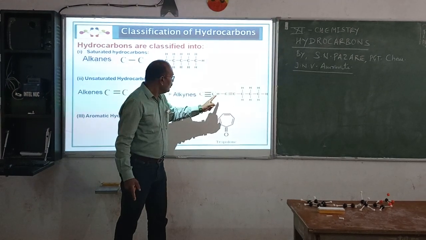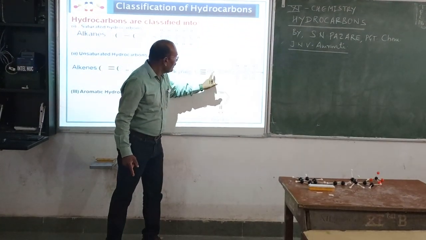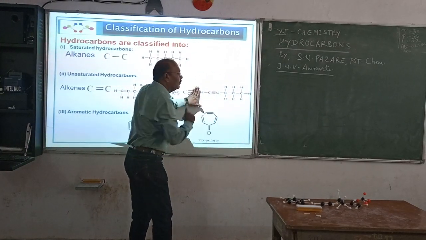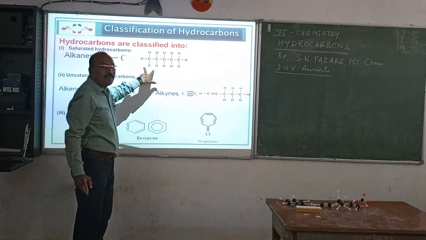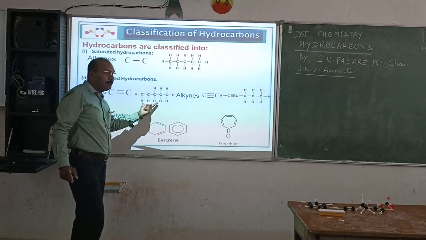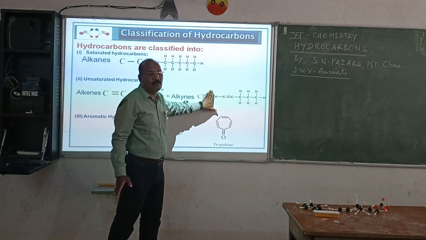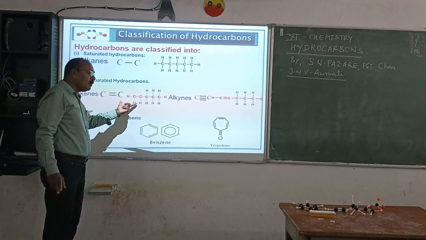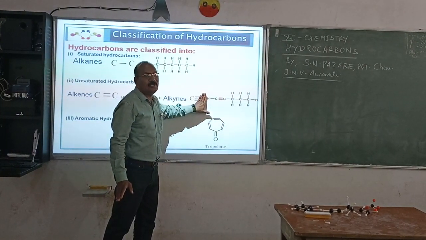Okay. Only up to this. So 1, 2, 3, 4, 5. This is pentane, normal pentane, that is a single bonded compound. This is 1 pentene, double bonded compound, and this is 1 pentyne. It is a triple bonded compound. This is a saturated hydrocarbon example. This is a double bonded unsaturated hydrocarbon example. This is a triple bonded unsaturated example.